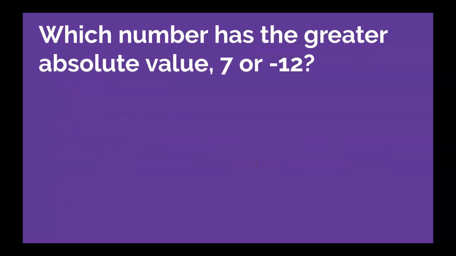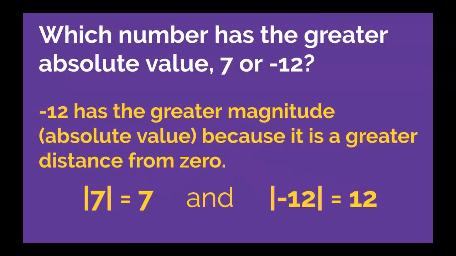Similar problem, but which number has the greater absolute value? 7 or negative 12. This time, negative 12 has a greater absolute value because it's a greater distance away from 0. So the absolute value of 7 is 7, but the absolute value of negative 12 is 12.